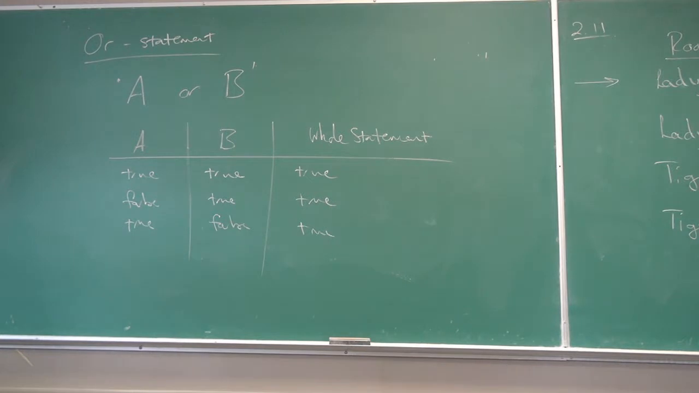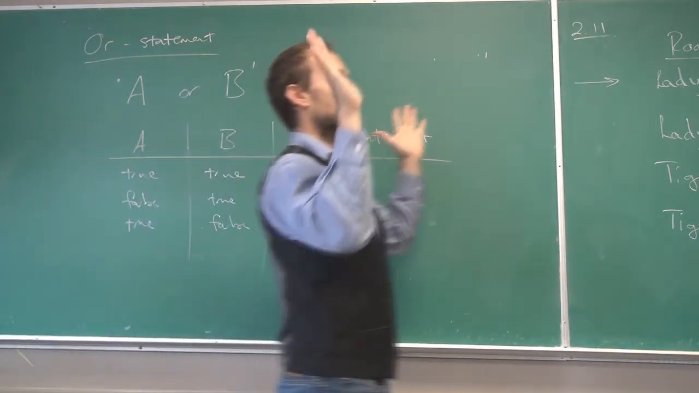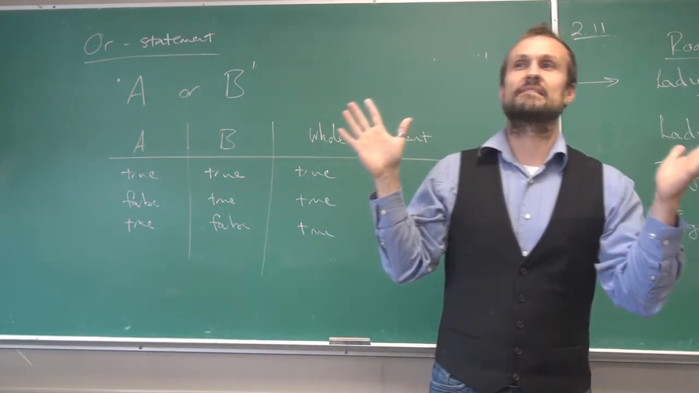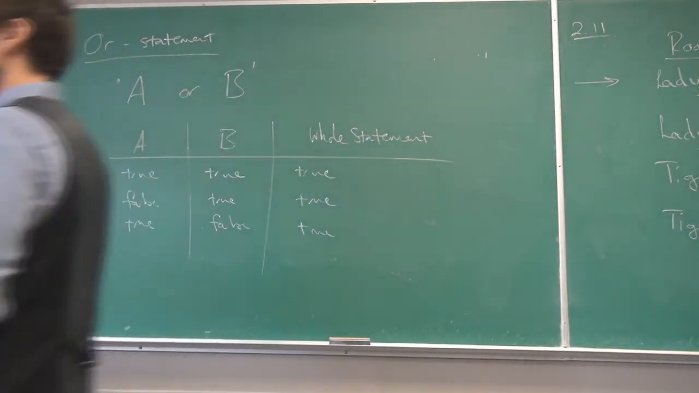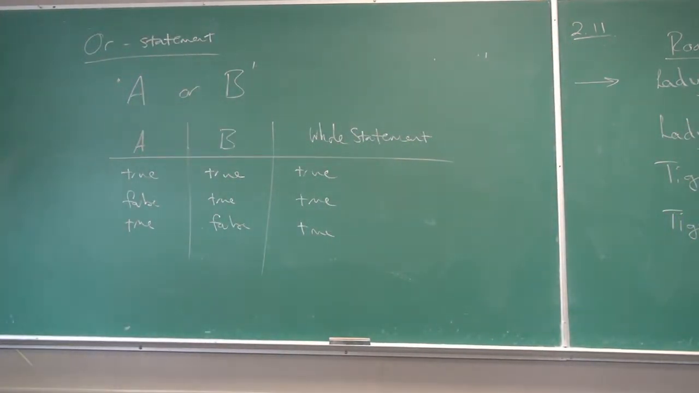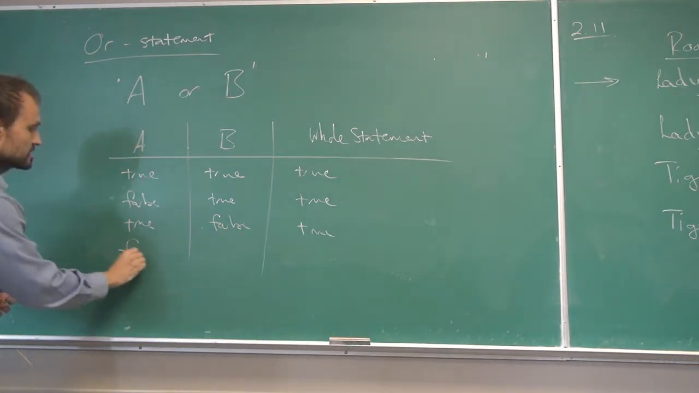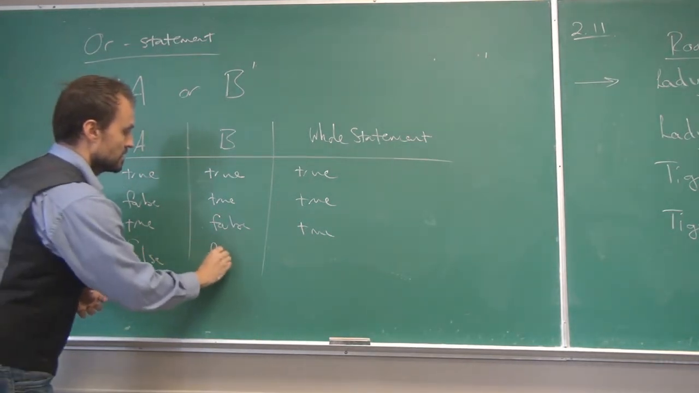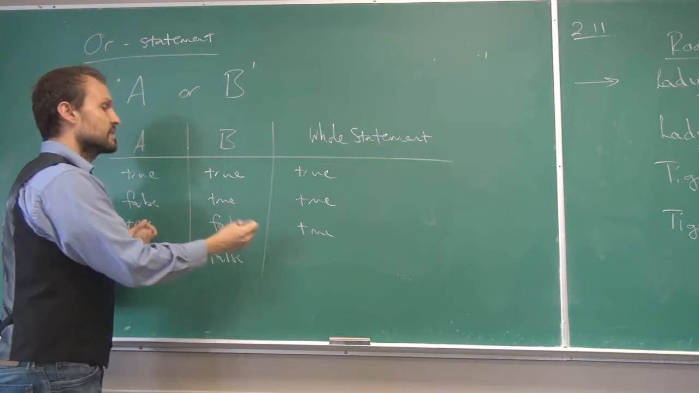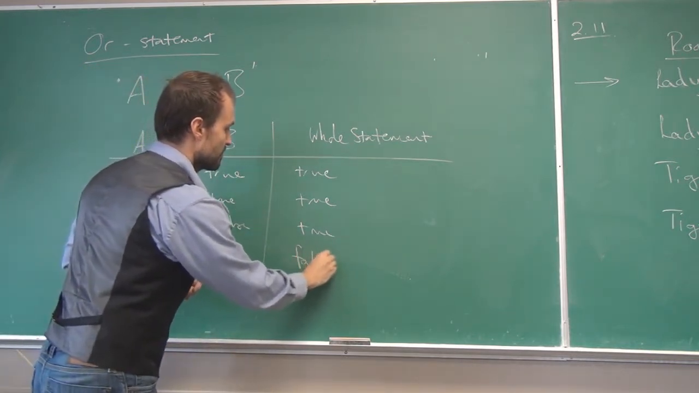But if I had neither one of them, I have a remote in my hand or I have a piece of chalk in my hand. That's not true. So if both of them are false, the whole thing will be false. I need one of them.